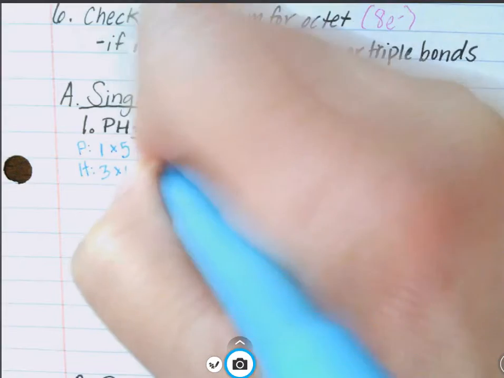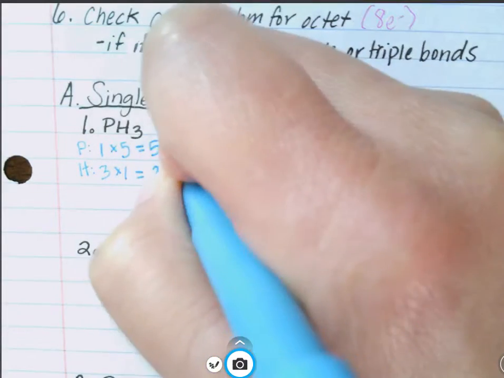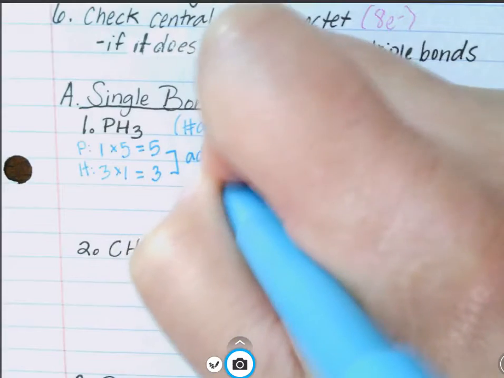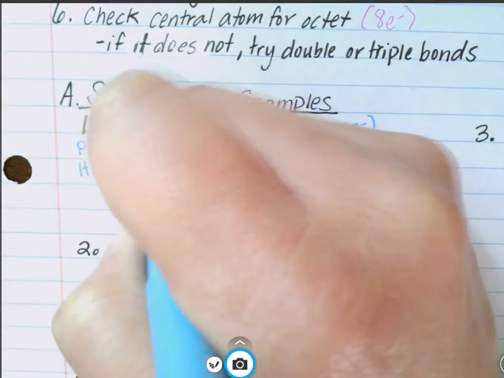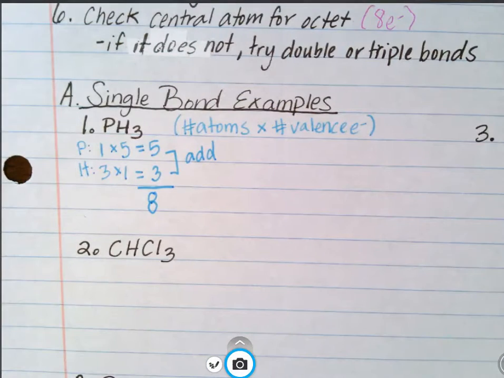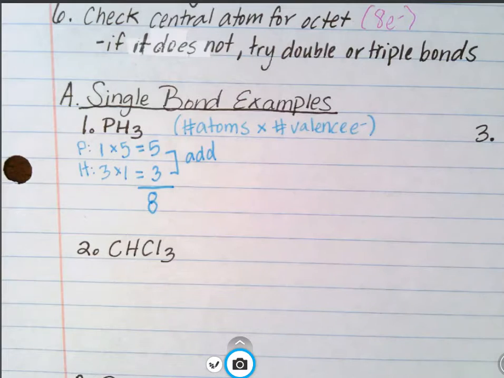Okay, so that's 5 and that's 3. We're going to add these together to get a total. All right, so what that means is I'm going to be working with 8 valence electrons in order to make this structure. Okay, that's step 1. Figure out the number of valence electrons.